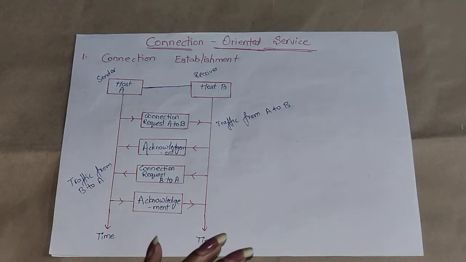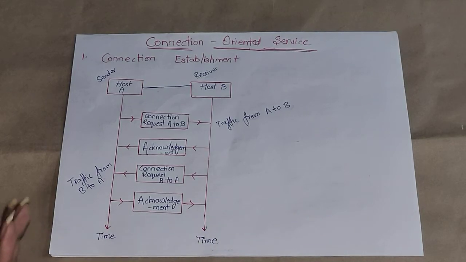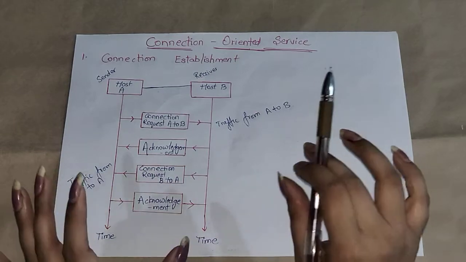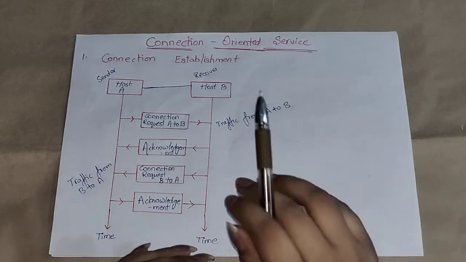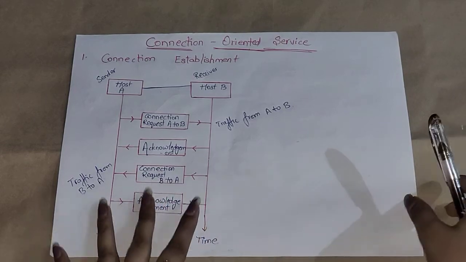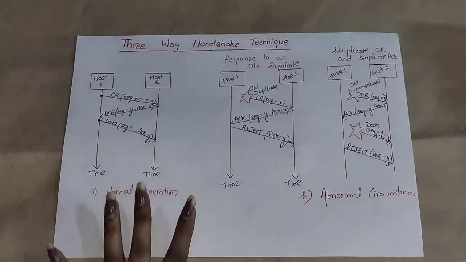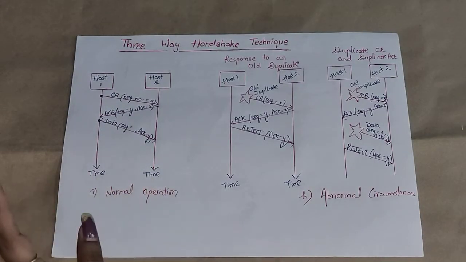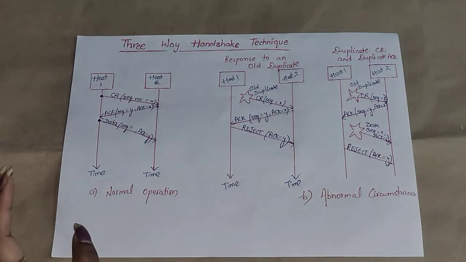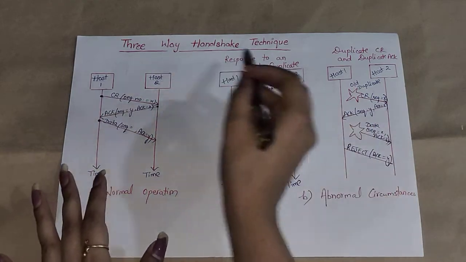Okay, see, connection establishment, this is looking like establishing a connection is a very simple process, but practically it is not a simple job, it is a very tricky job. See, these are three scenarios of connection establishment, and this is three-way handshaking.